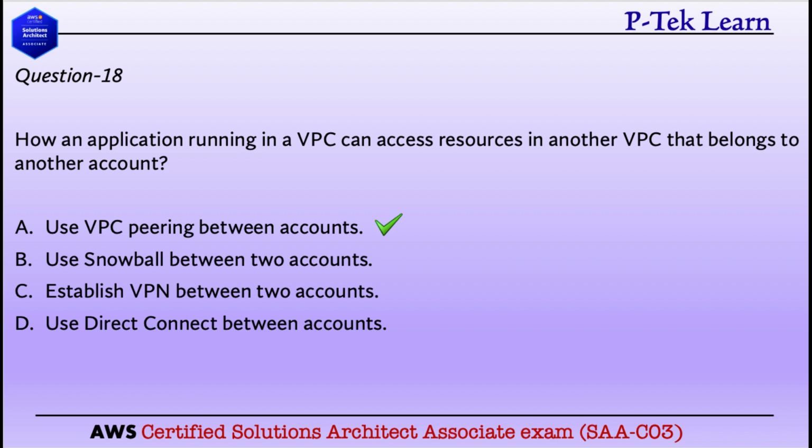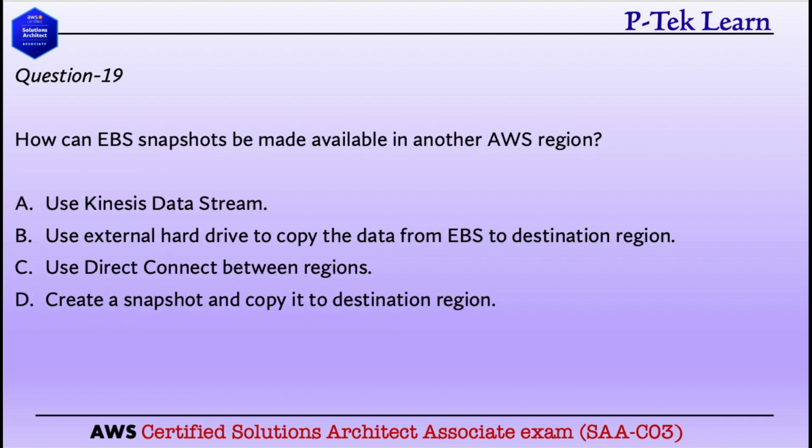So the right option is A. Use VPC peering between accounts. Question number 19. How can EBS snapshots be made available in another AWS region? So the requirement is to copy the EBS snapshots to another region.